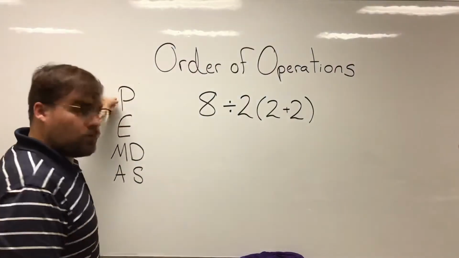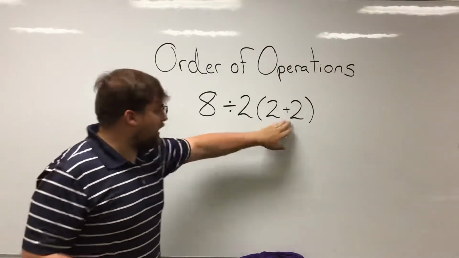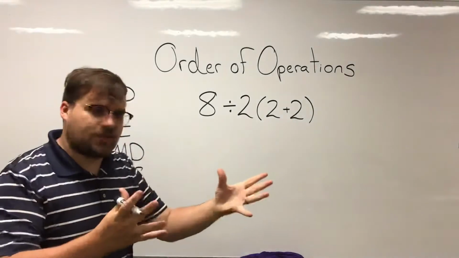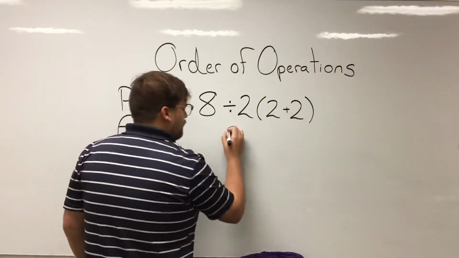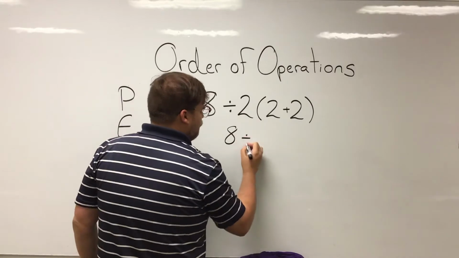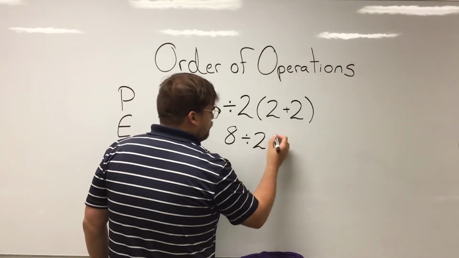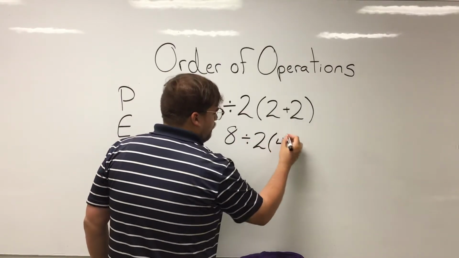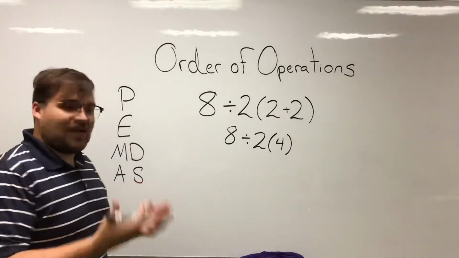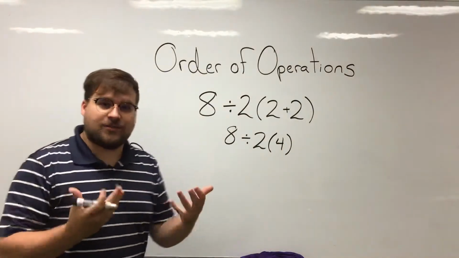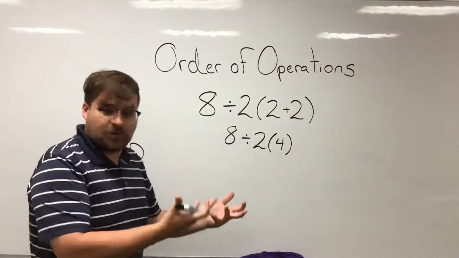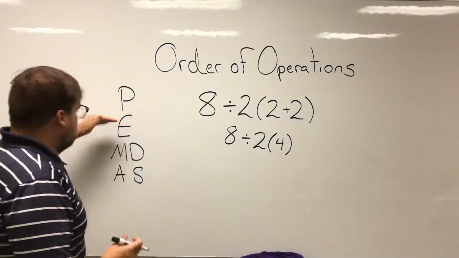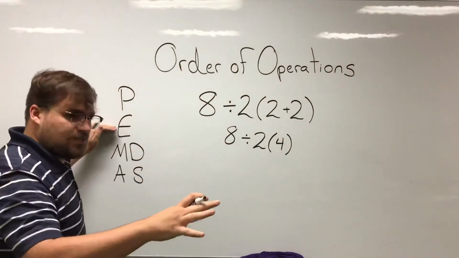We start again with parentheses. And, well, we have that right here, 2 plus 2. That's not changing. We did that first step correctly. So I'm going to rewrite that in. 8 divided by 2 times 4. Now what happens next is where we went astray. We don't have any exponents, so we still get to skip that step.